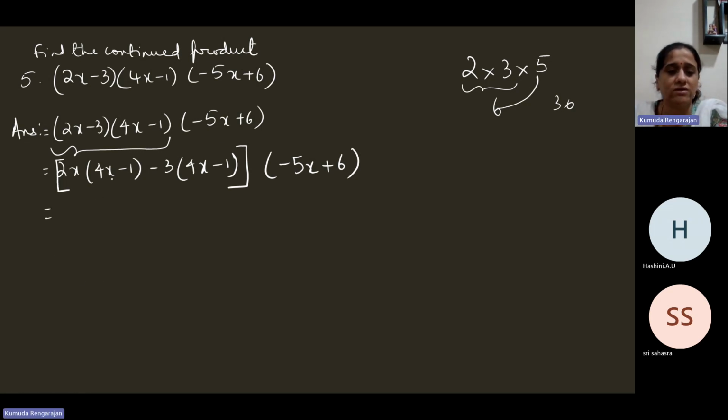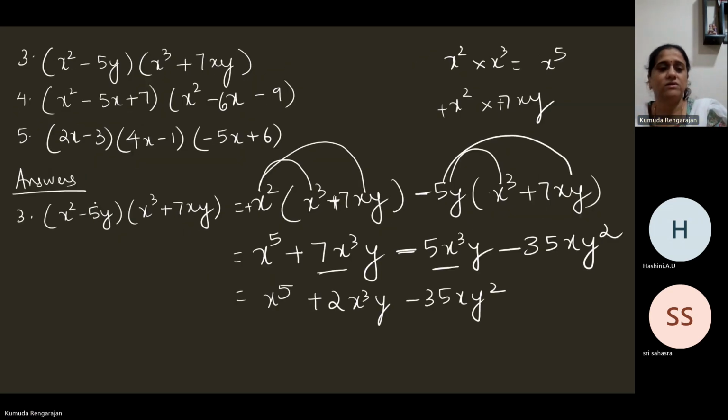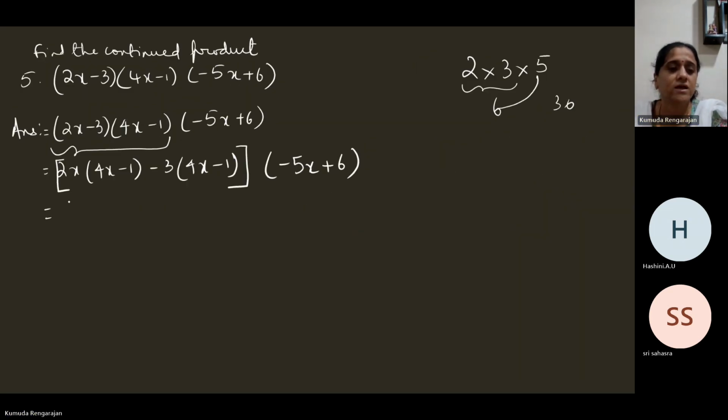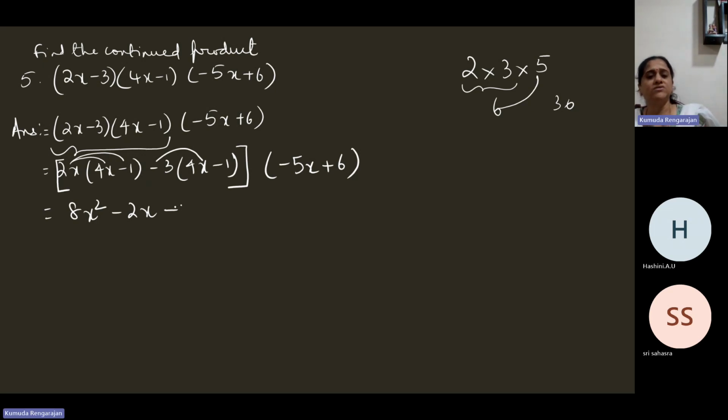Now, this is the usual multiplication we just saw. So 2x into 4x, 8x squared. Tell me. Minus 2x, minus 10x square. Minus 3 plus 4x, 3 4s are 12, 12x. Yeah, continue.